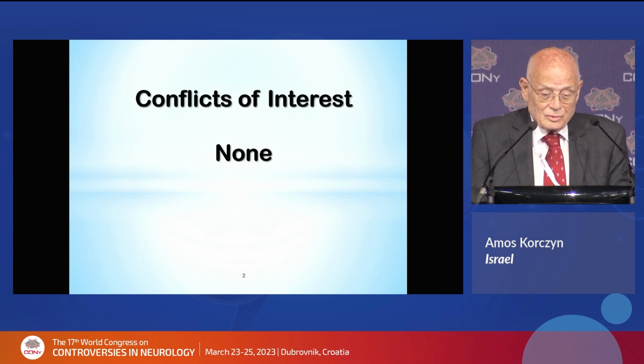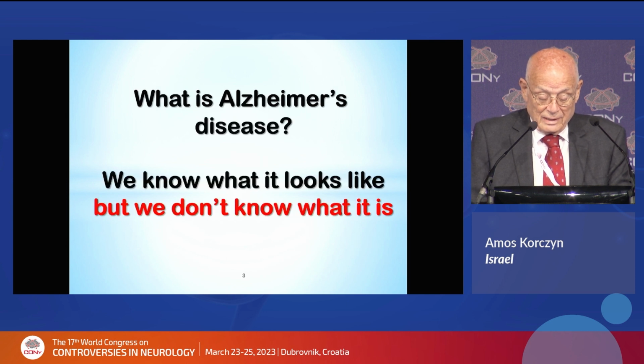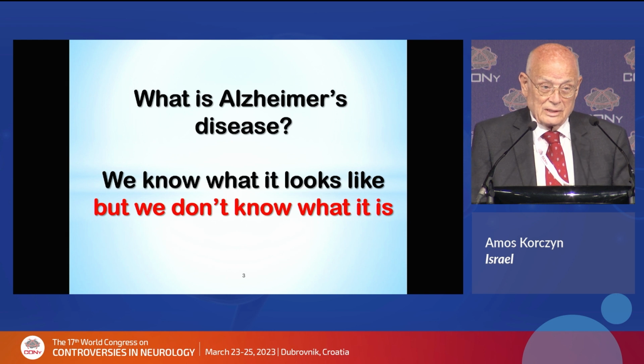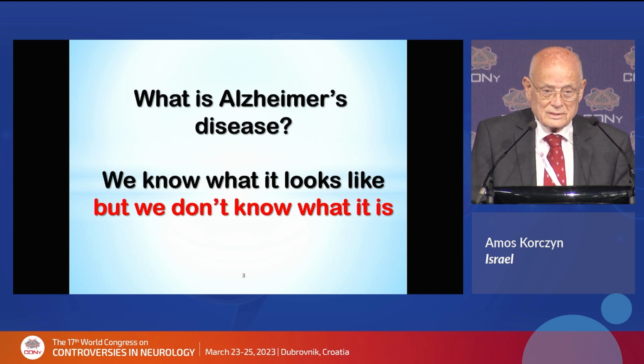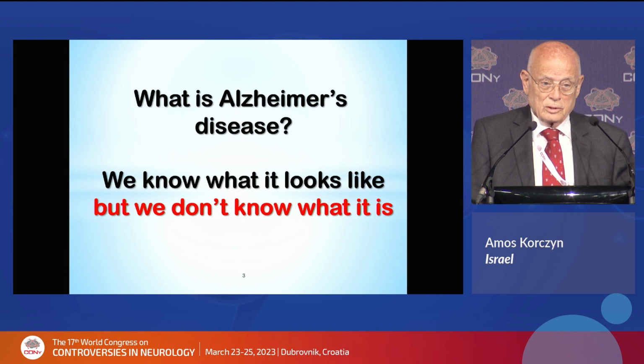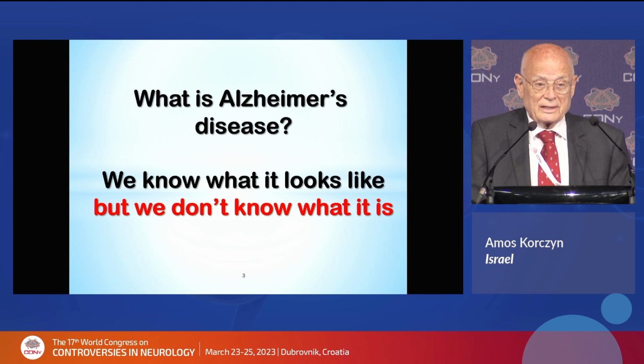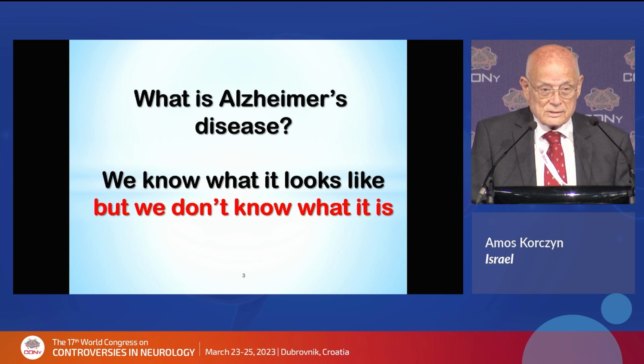And I want to ask the question again. What is Alzheimer's disease? I think this is an issue. We spend so much time and so much money in trying to cure Alzheimer's disease, but we should first define what we are talking about. What is Alzheimer's disease? And I maintain that we know how it looks, but we don't know what it really is. What do I mean?